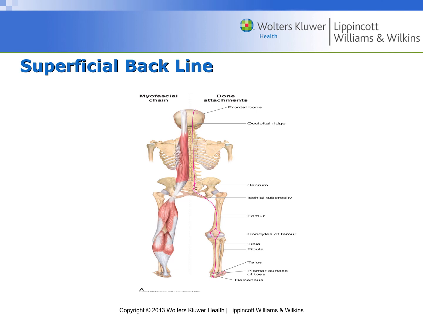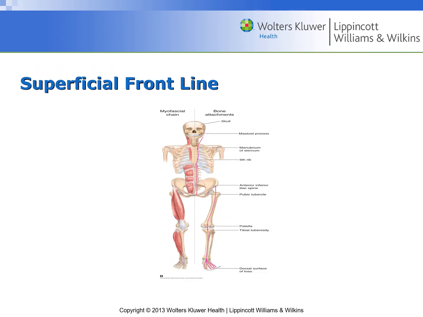The superficial back line includes the tendons of the toe flexors, the plantar fascia, the Achilles tendon, the investing fascia of the gastrocnemius, the hamstrings, the lumbosacral aponeurosis, the erector spinae, and the scalp fascia. The superficial front line includes the toe extensors, the fascia of the anterior compartment, the patellar ligament, the quadriceps, the rectus abdominis, the sternocostal fascia, the SCM, and the scalp fascia.